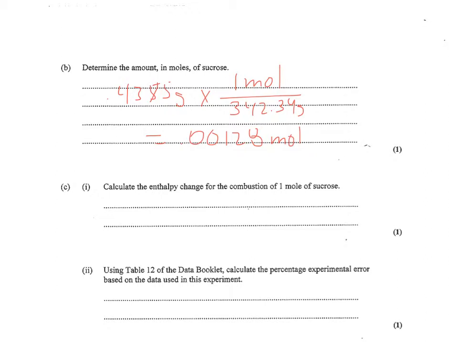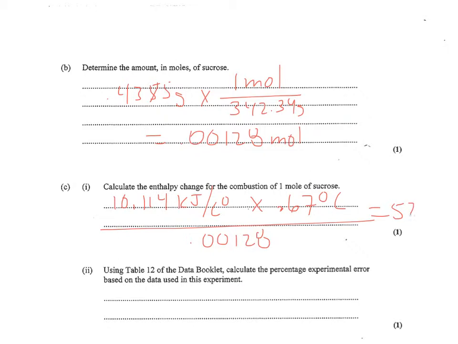So calculate the enthalpy change for the combustion of 1 mole of sucrose. What they expect you to do here was take the 10.114 kilojoules per Celsius degree times the degrees that you changed the temperature, 0.67 degrees. That will give me kilojoules. And then I can go ahead and divide by my molar amount, which is 0.00128. So I come up with a delta H of 5294 kilojoules per mole.